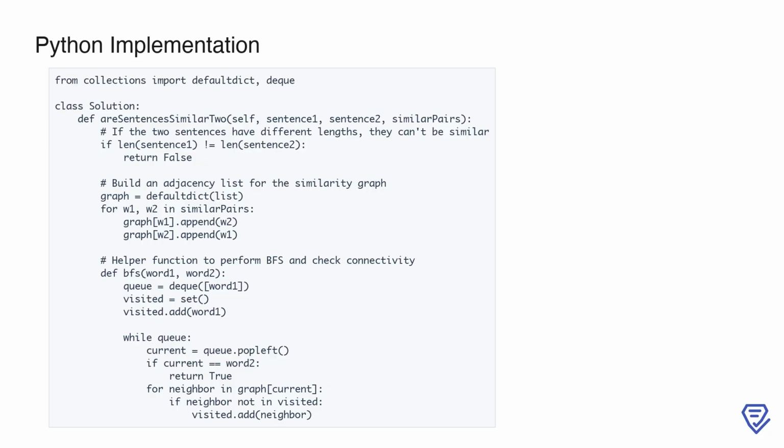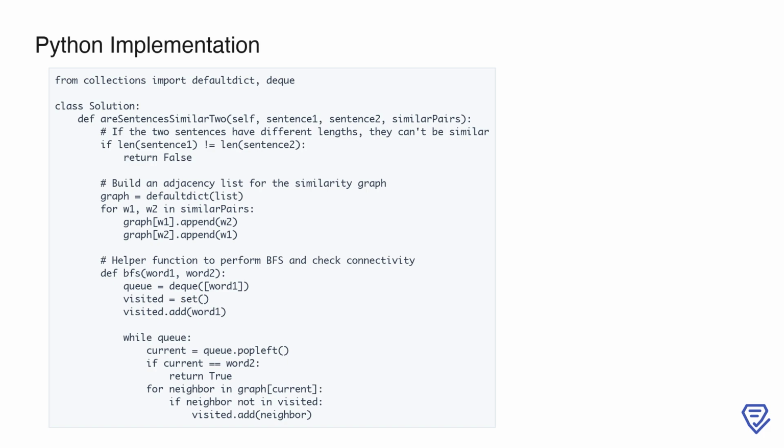Next, we construct a graph to represent the similarity relationships between words, using an adjacency list. For each pair of similar words in the input list, we add an edge in both directions, ensuring that the graph remains undirected. This allows us to easily traverse between all words connected through similarity relationships.